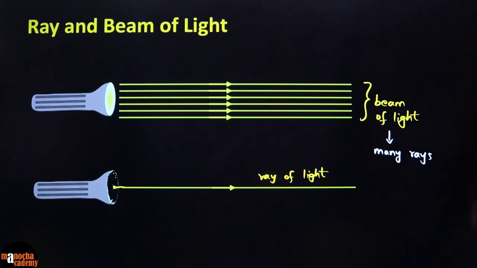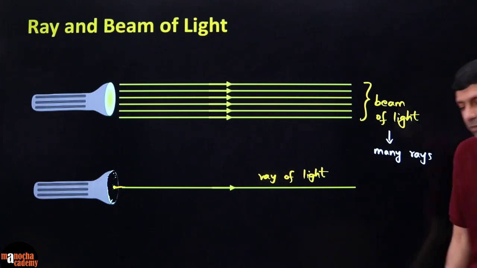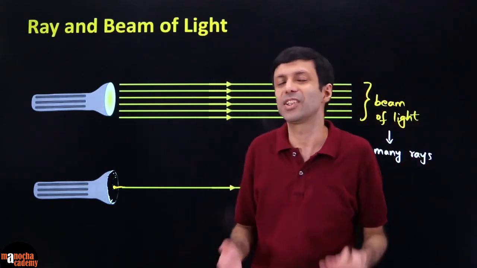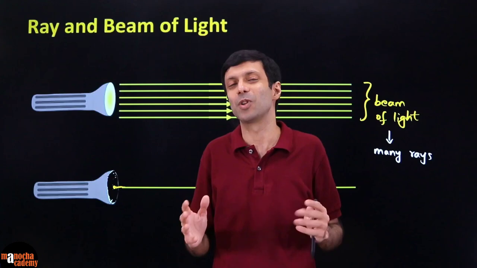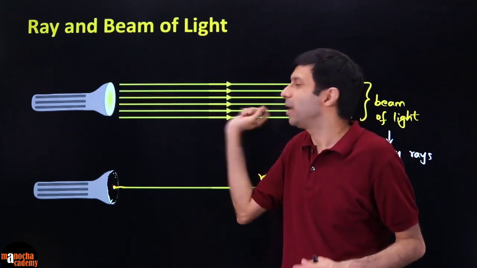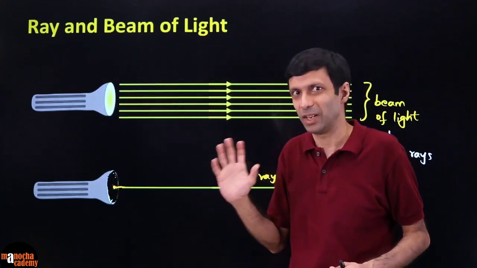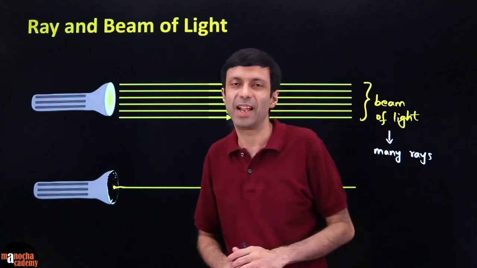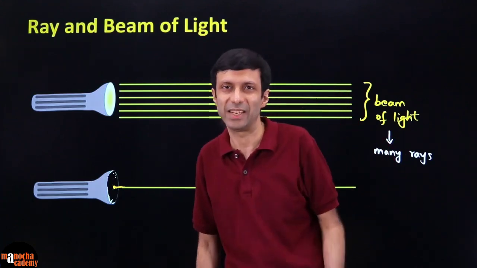Shaurya Gupta, Vijay Lakshmi, yes, uncountable. Absolutely right. The correct answer is infinite or uncountable. A beam is made up of many lines or rays of light. So a beam is made of infinite rays.